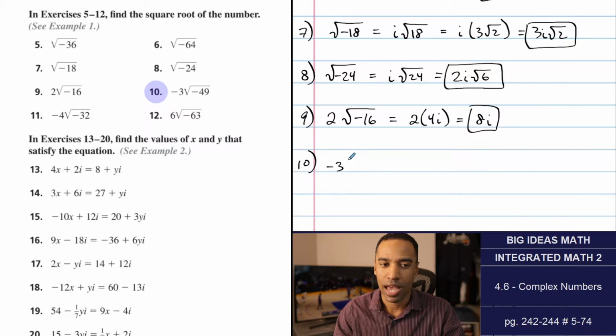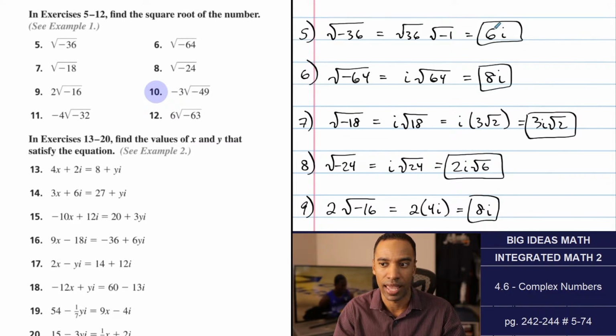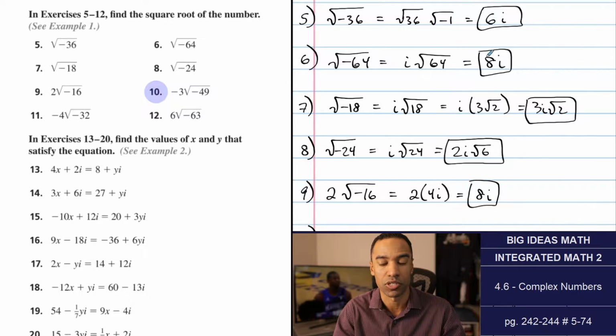Negative 3 times root negative 49. And I mentioned this in the lecture portion, by the way. Square roots of negatives don't mean negative numbers. You can tell none of these were negative. They're positive. They're imaginary, but they're positive.